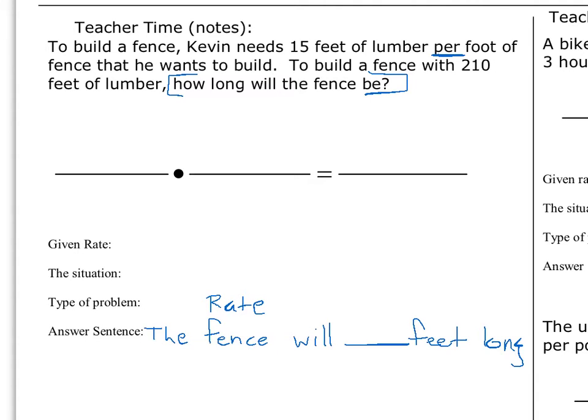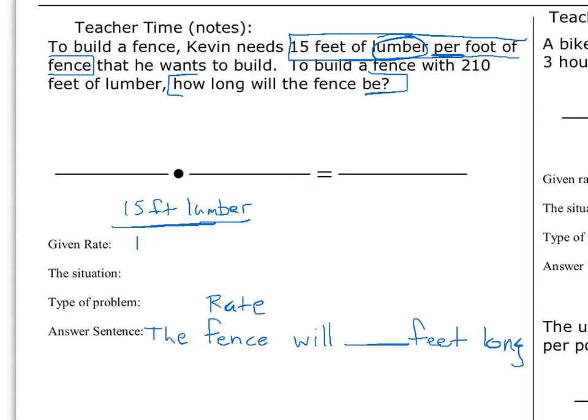So it says 15 feet of lumber, so that's the first part of my rate, 15 feet of lumber per foot of fence. So that's a little bit tricky there. So I've got 15 feet. And I need to be clear about what this 15 feet is of, because it looks like we're actually using feet for both of our units here. This is 15 feet of lumber for every 1 foot, foot being singular, of fence.